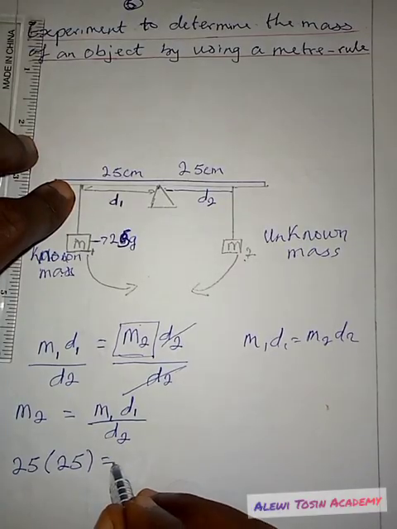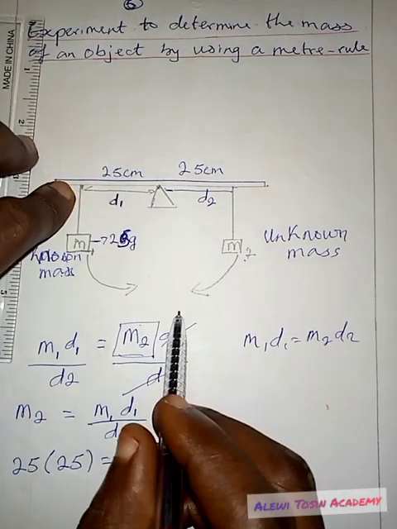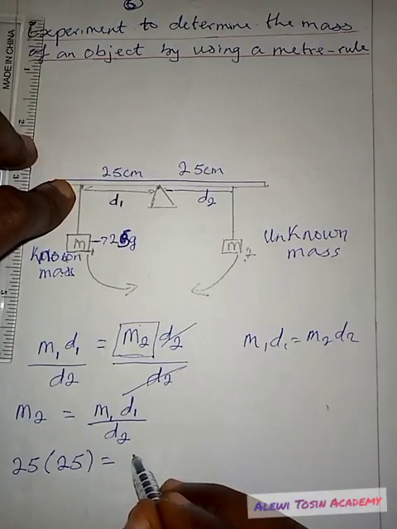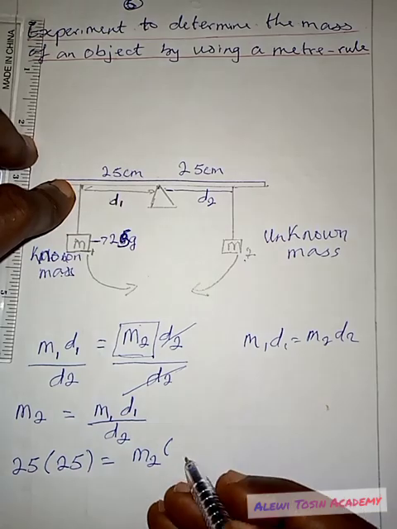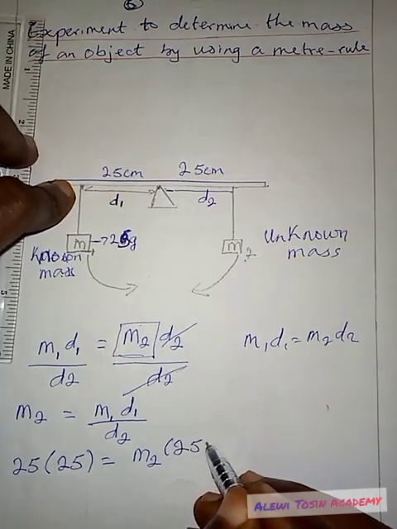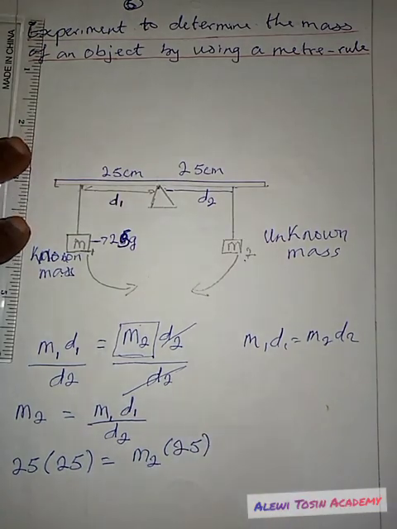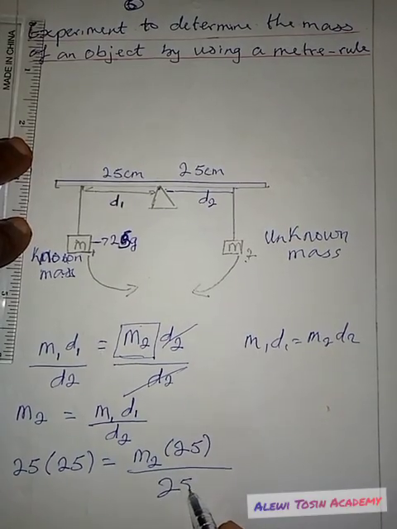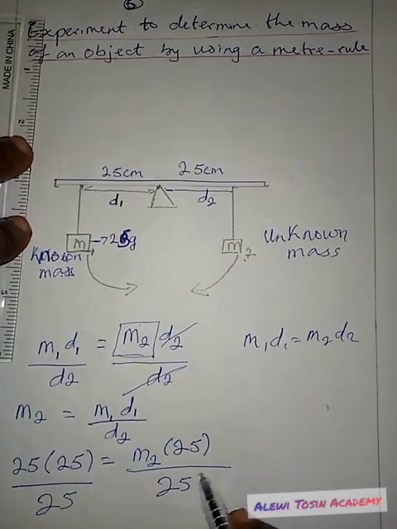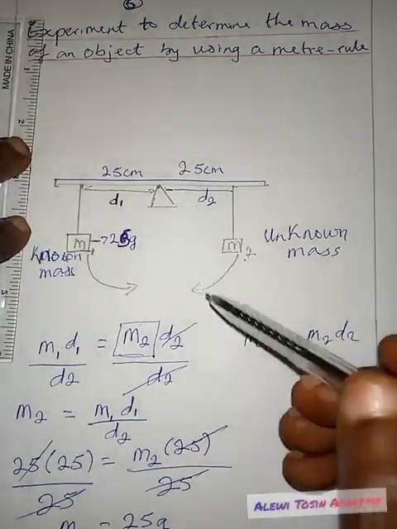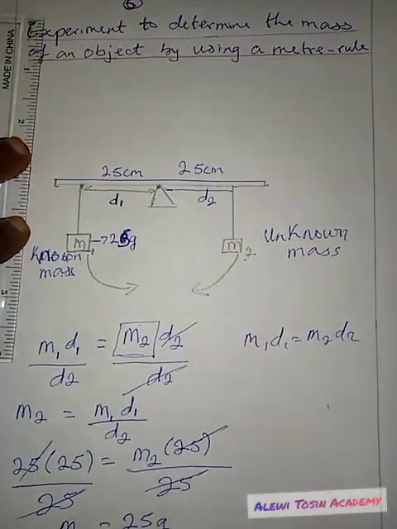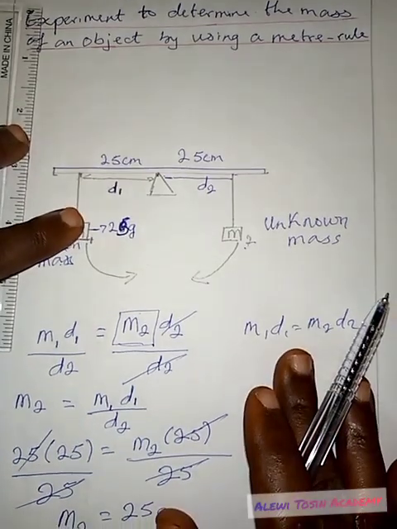Now, is equal to our M2. Our M2 is unknown. That's the one we want to calculate. And our D2 is 25 centimeters. So what we need to do now is divide through by 25. This cancels this, then this cancels this too. So our M2, which is the unknown mass, is equal to 25 grams. So we've been able to use a meter rule to determine an unknown mass.